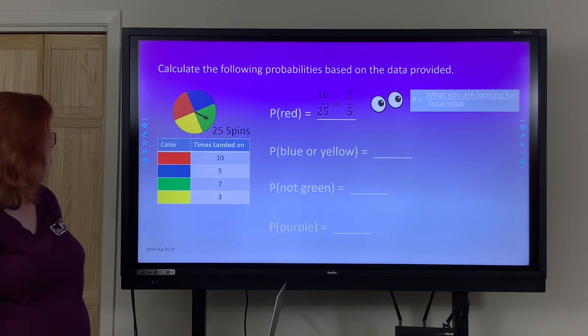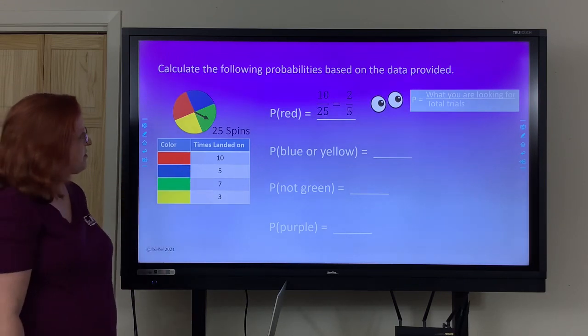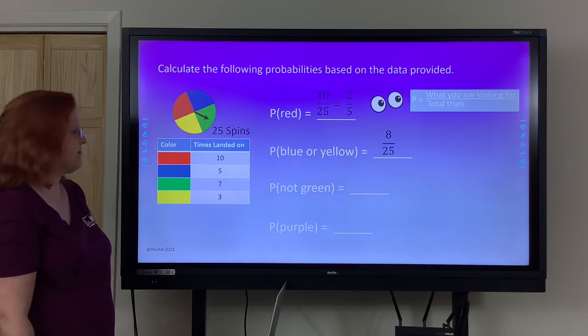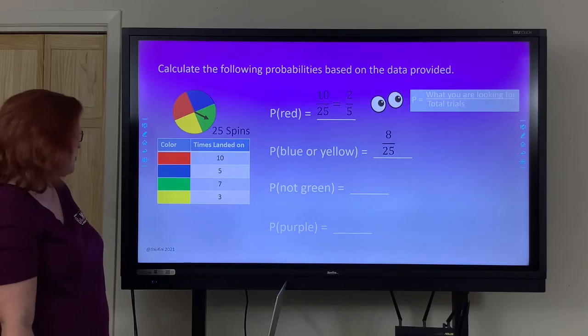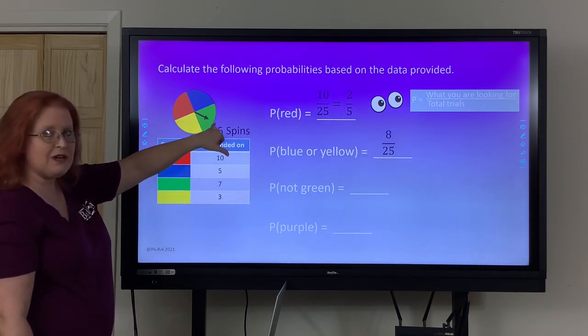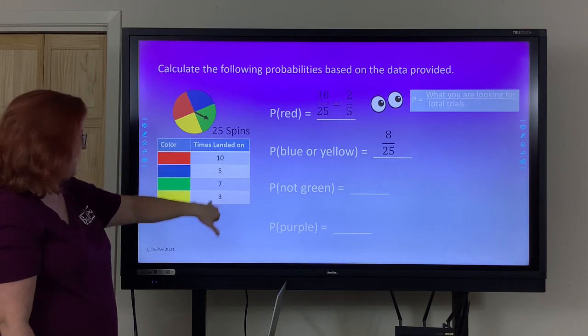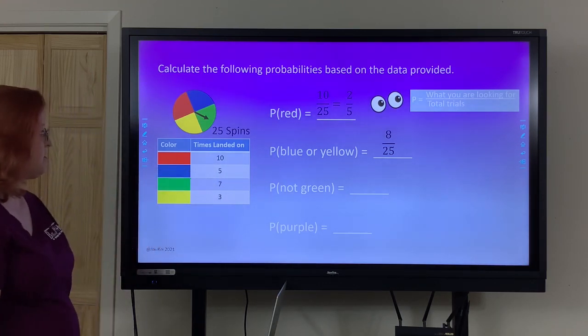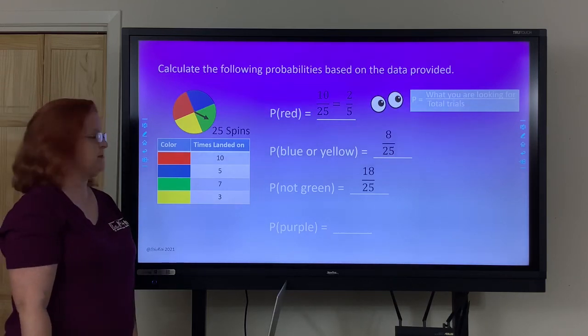Blue and yellow, so that would be 5 and 3, so we would have 8 out of 25, and that does not reduce. All right, now green again. Okay, so green is 7, so we can either take the 7 and subtract from 25 minus 7, or we can add up 10, 5, and 3. Either way works because it's the same number. And so we ended up with 18 out of 25.